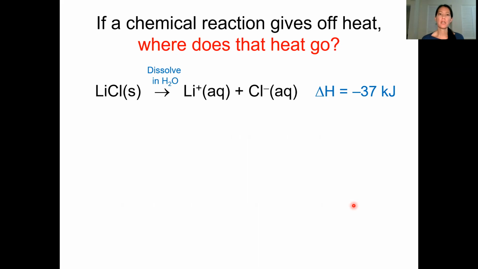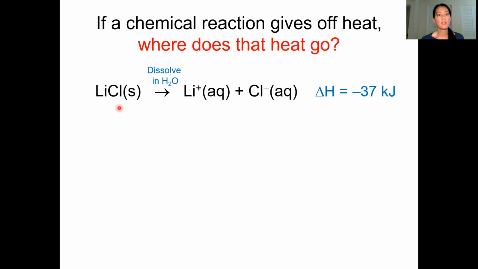So just in general, if a chemical reaction gives off heat, where does that heat go? So you could think of a reaction that's going to get hot. Say it's in a body of water. Where it goes is in that water, or more specifically into those surroundings around the chemicals.